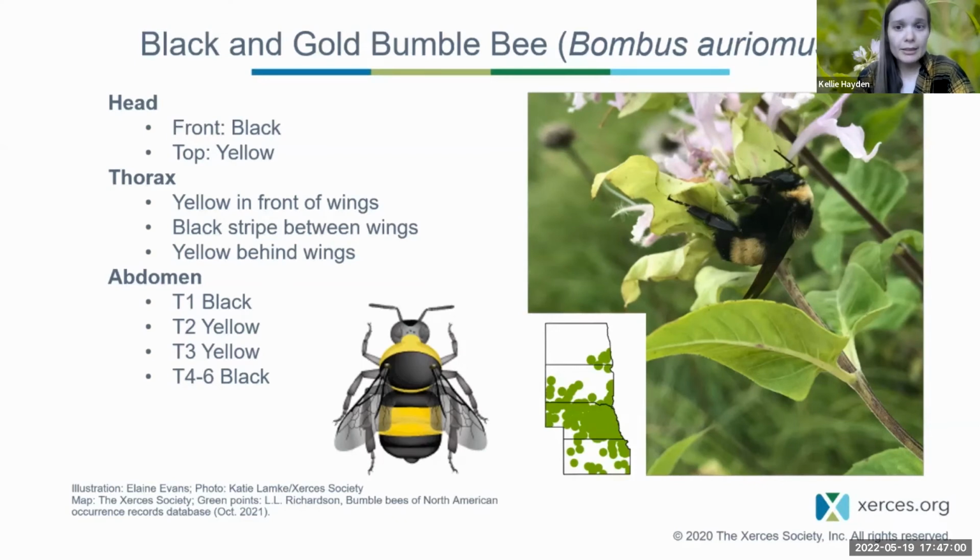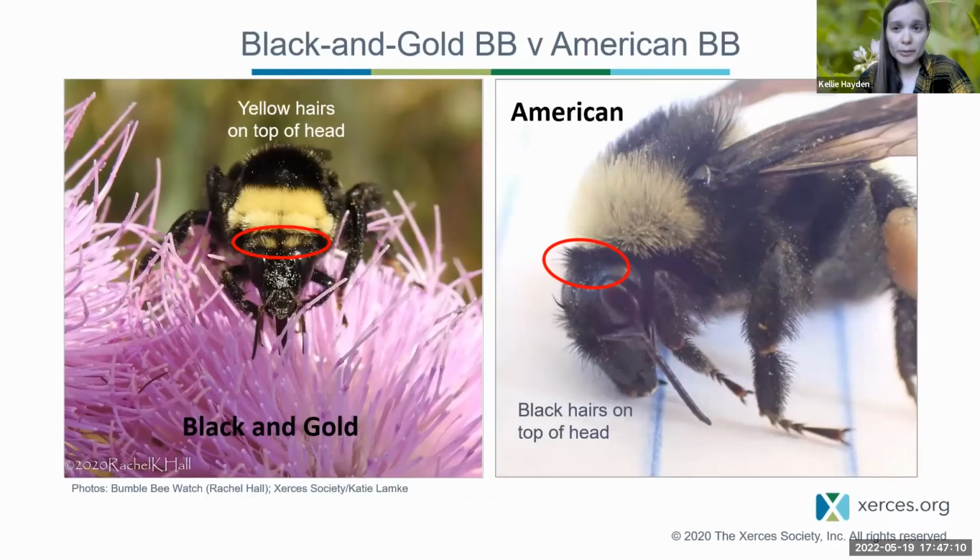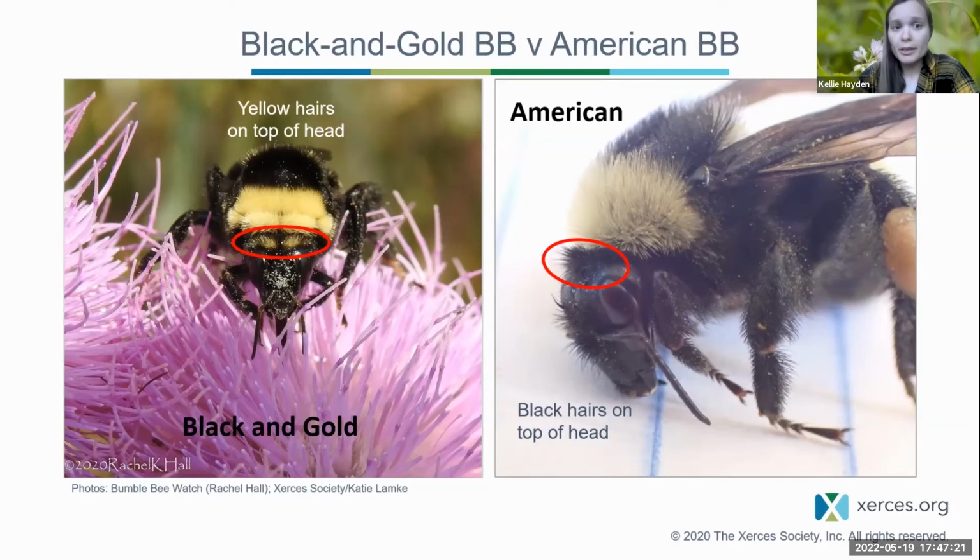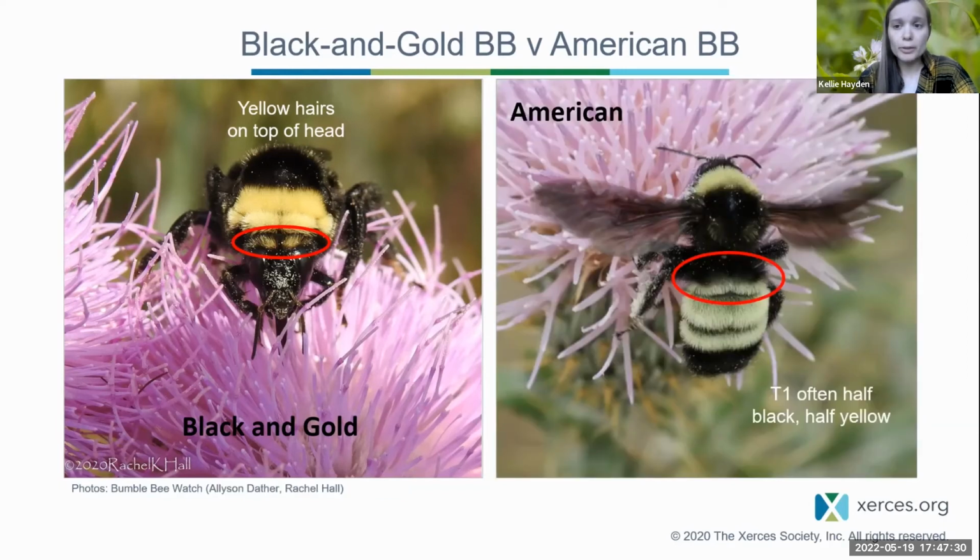T1 is black, T2 and T3 yellow, T4 through 6 black. So this one can look kind of similar to the American bumblebee. The defining characteristics between the two are the hairs on top of the head. Black and gold has the yellow hairs on the top. American has black hairs. And then the other defining characteristic is that the American Bumblebee really has that half black, half yellow T1.